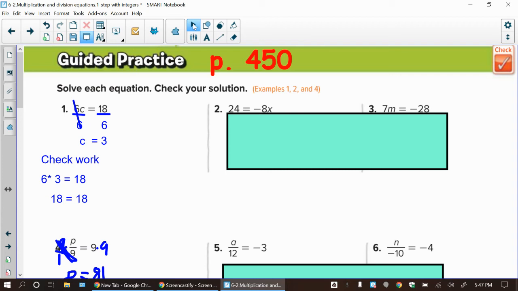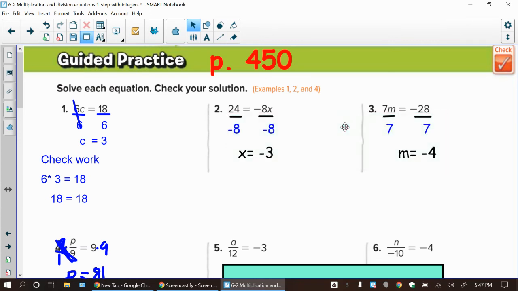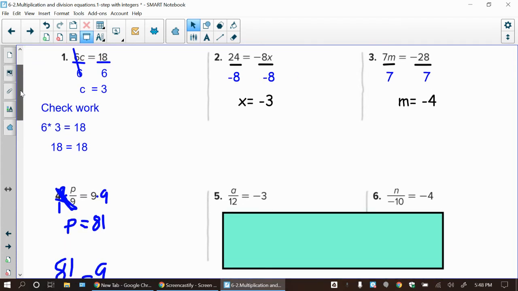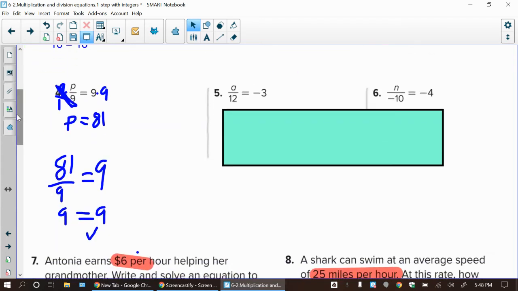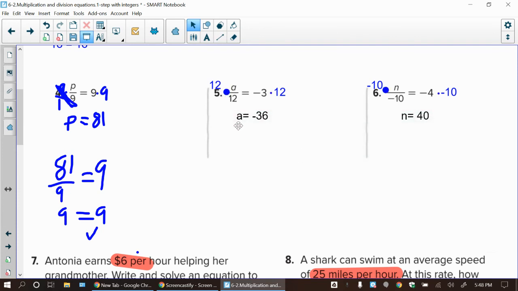All right, so hopefully you've had a chance to do your work and you've come back, and let's see what I have. For 2, I got x equals -3 because I divided both sides by -8. And for 3, I got m equals -4. So I divided by 7. 5 and 6, they are division, and the opposite of division is multiplication. So then I got that a equals -36 and n equals 40.